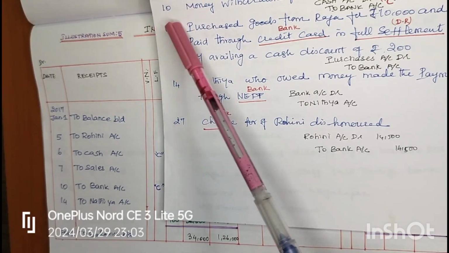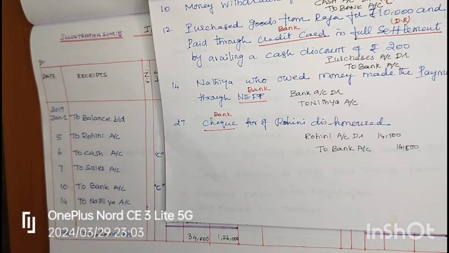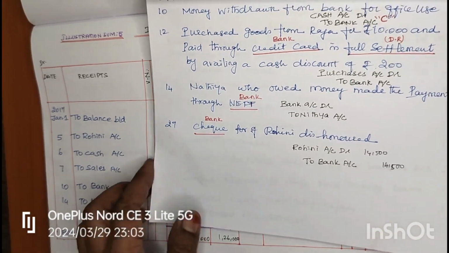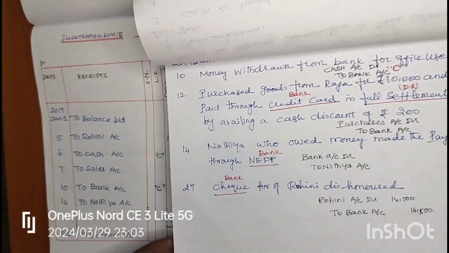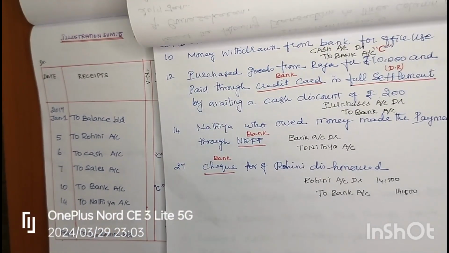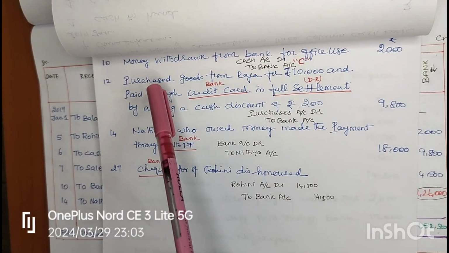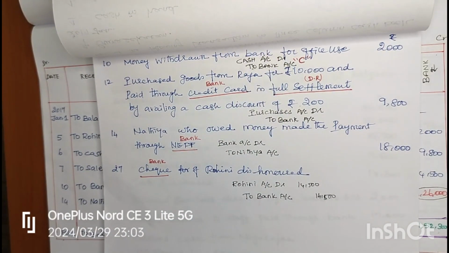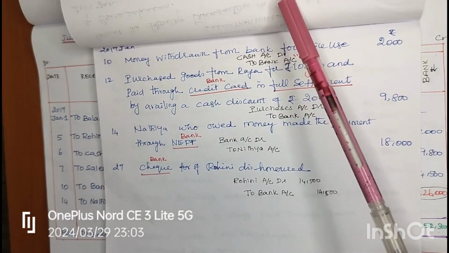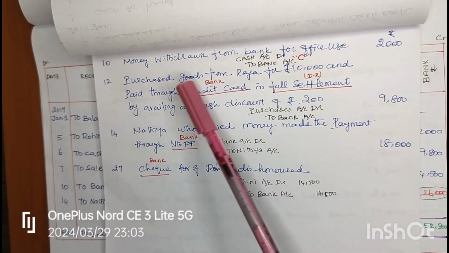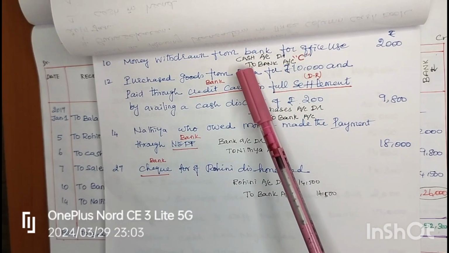On 2017 January 10, money withdrawn from bank for office use, 2,000 rupees. So what is the journal entry? You withdraw cash from bank, so your cash account increased. You withdraw cash from bank only, even bank account decreases. So what is the journal?